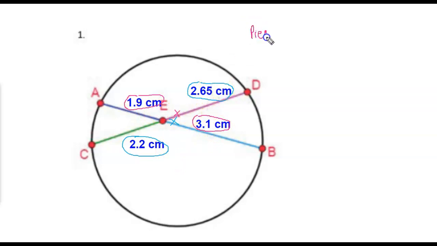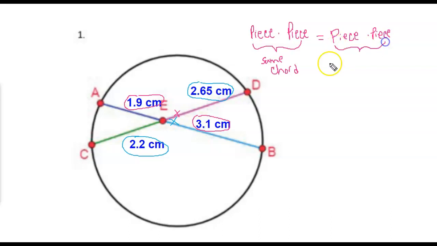So if I take a piece times a piece, as long as they are the two pieces from the same chord, it's going to be equal to piece times piece, both of the pieces from the other chord. So when we multiply them, they actually end up being equal to one another. This seems like it'll be useful because if I know 3 of those pieces, but I don't know the 4th, I should still be able to plug in and find that missing piece.